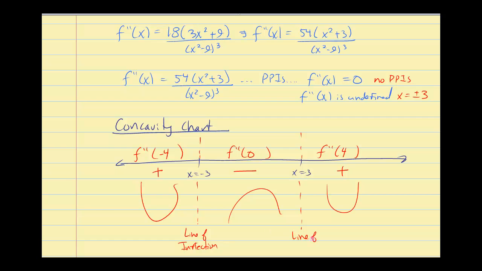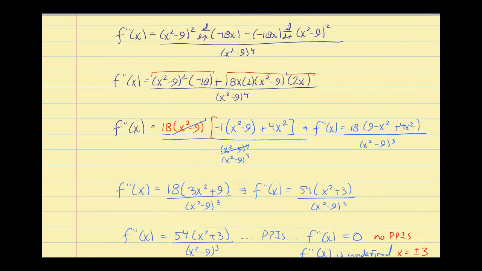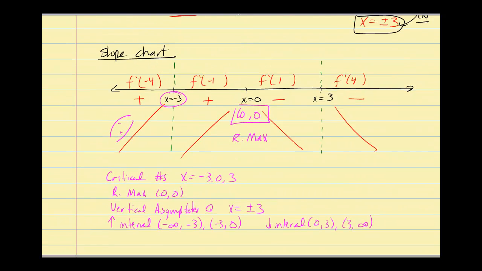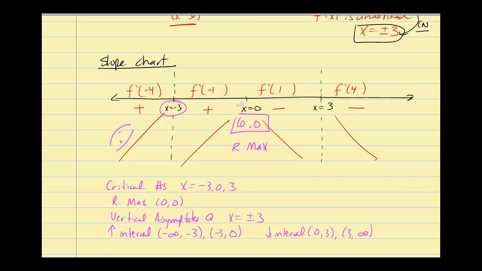I can't say that there's a point of inflection at negative 3, 4 or something. This is an entire line of inflection, and it's a vertical asymptote. Now, positive, negative, positive. If we come up and look at our slope chart, it kind of matches.